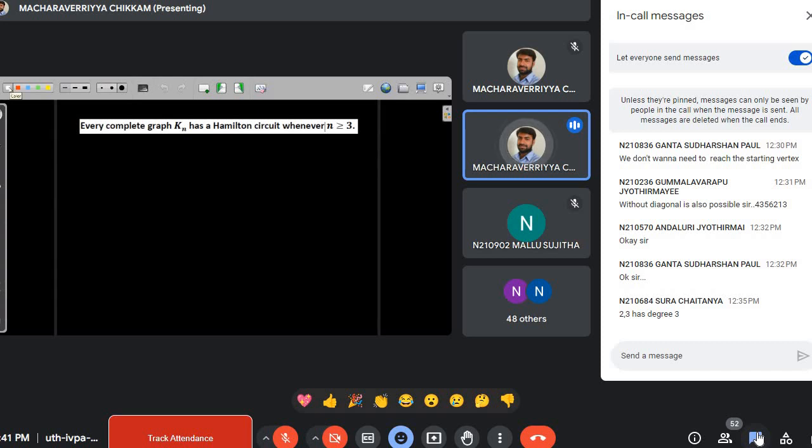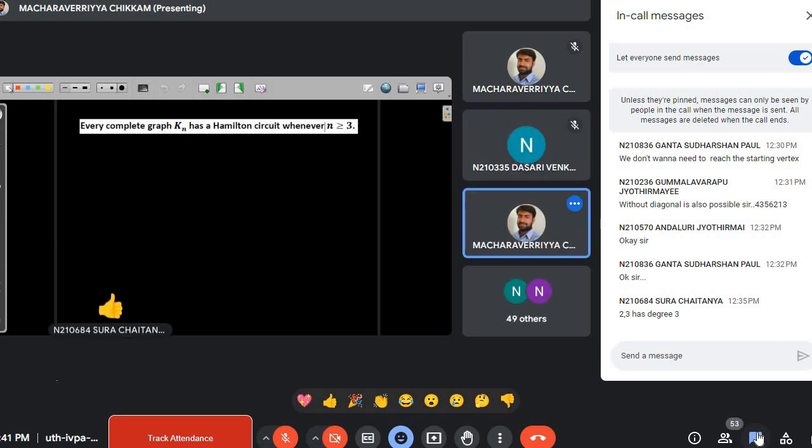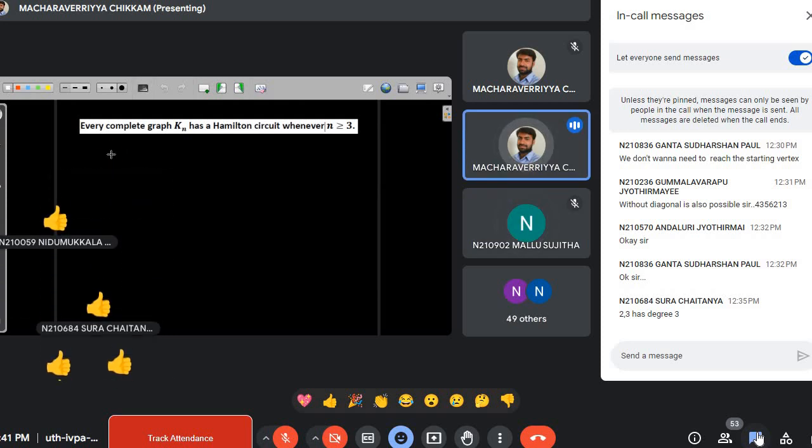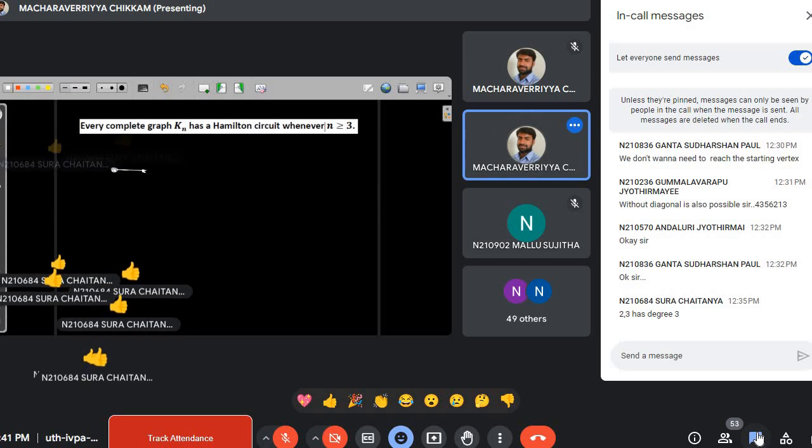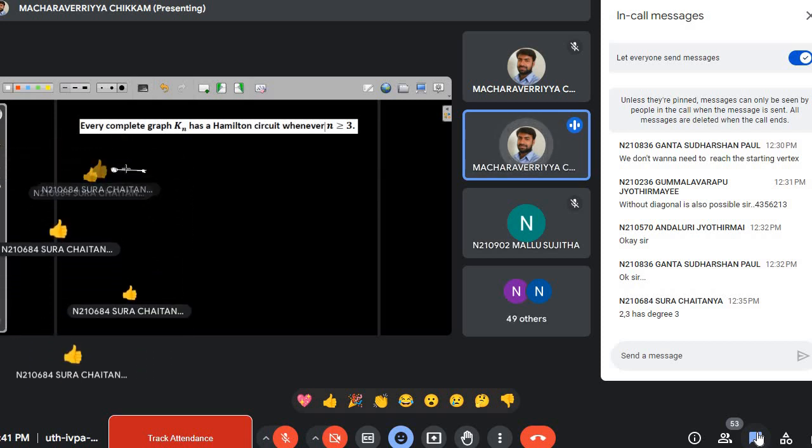So you take a complete graph now. Does every complete graph have a Hamilton circuit? I showed you the statement initially. Now you say that the answer is yes. Every complete graph Kn has a Hamilton circuit whenever n is greater than or equal to 3. If n is equal to 2, we cannot have a Hamilton circuit, no? Because there's no circuit first of all.